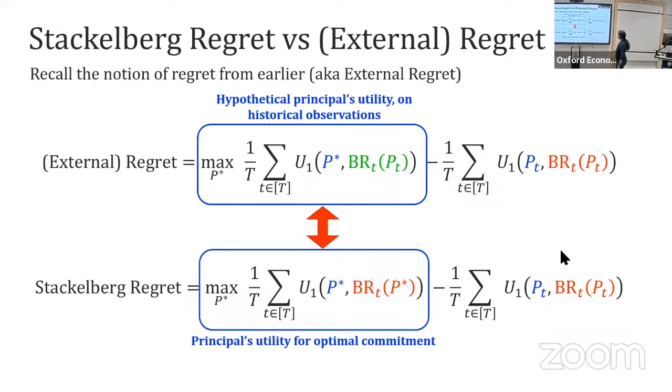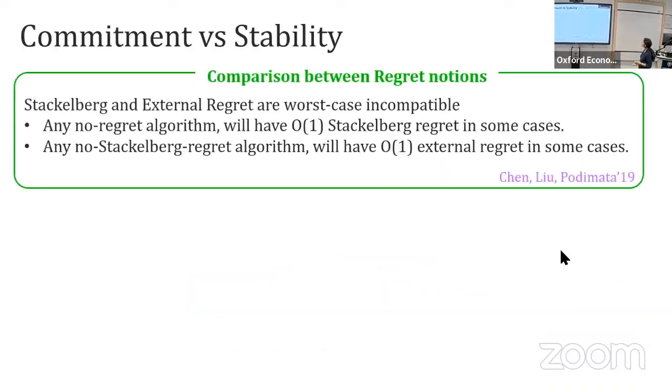In fact, that's kind of the regret version of talking about stability versus optimality when I was talking about Nash versus Stackelberg or commitment. In the sense that we understand well that in just the one shot, there is a value to commitment. In this kind of many shot online setting, there's also an incompatibility between these two notions. In the sense that if you want no Stackelberg regret, you will have external regret in the worst case, and vice versa, okay?